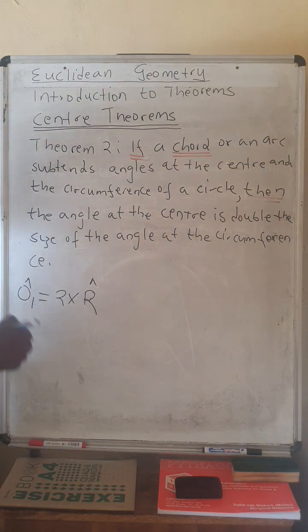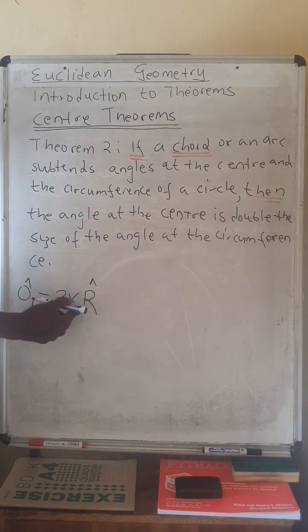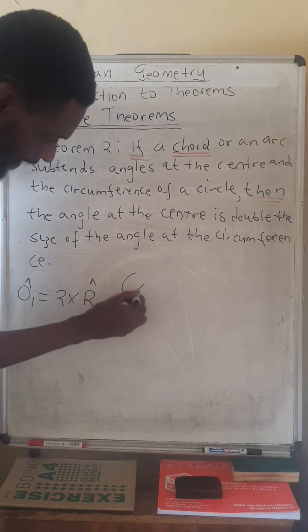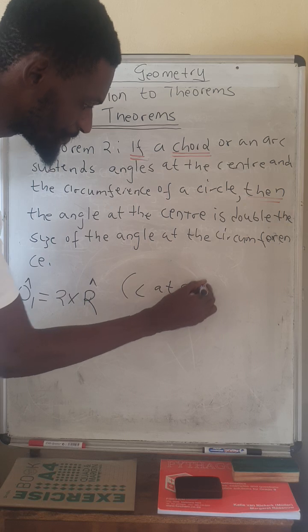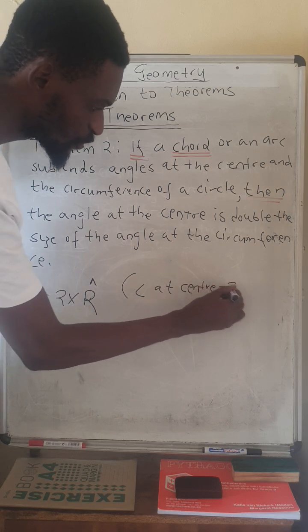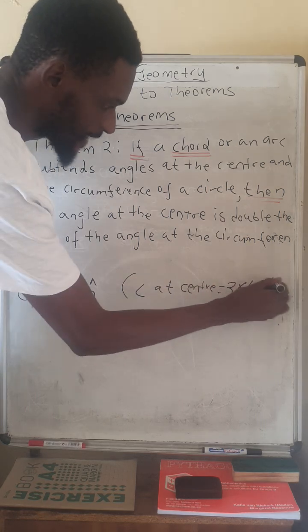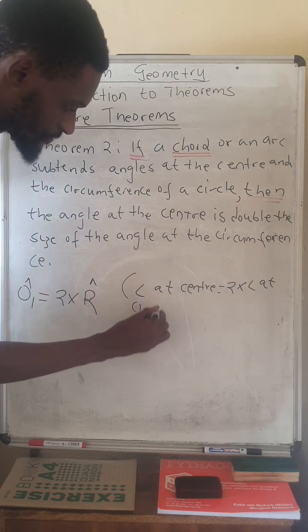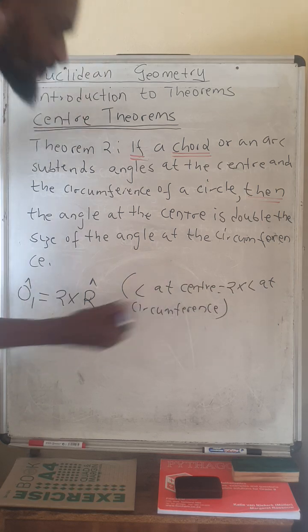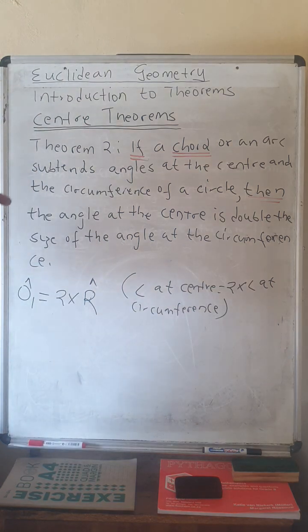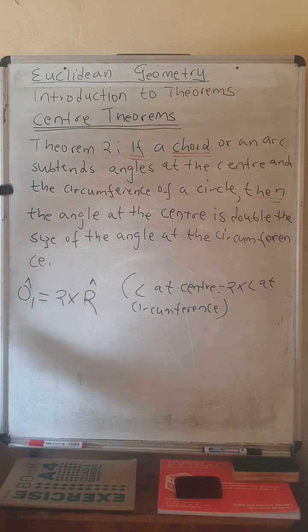So here you're going to say what? Angle O1 is equal to 2 times angle R. Reason: angle at center equal to 2 times angle at circumference. Angle at center equal to 2 times angle at the circumference. So that's how they reason for this one.